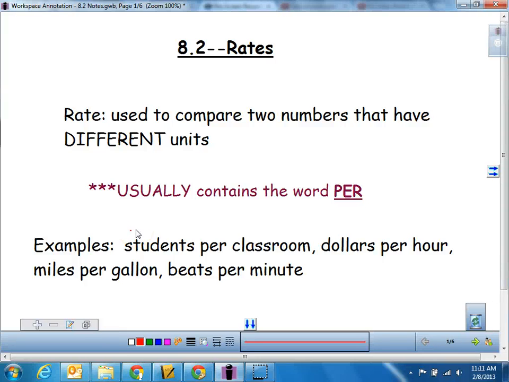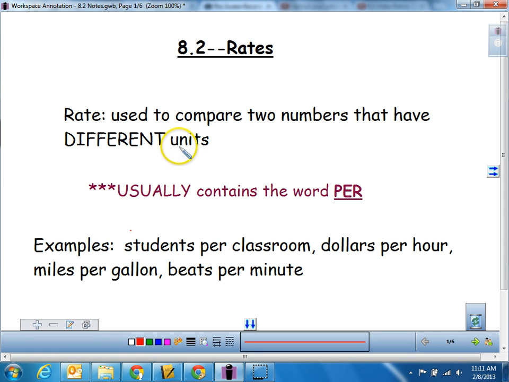Hey, welcome to 8.2. Today we're talking about rates. Yesterday we talked about ratios. Remember, a ratio is when you compare two numbers that have the same unit. Well, rates are just slightly different. A rate is used to compare two numbers that have different units.